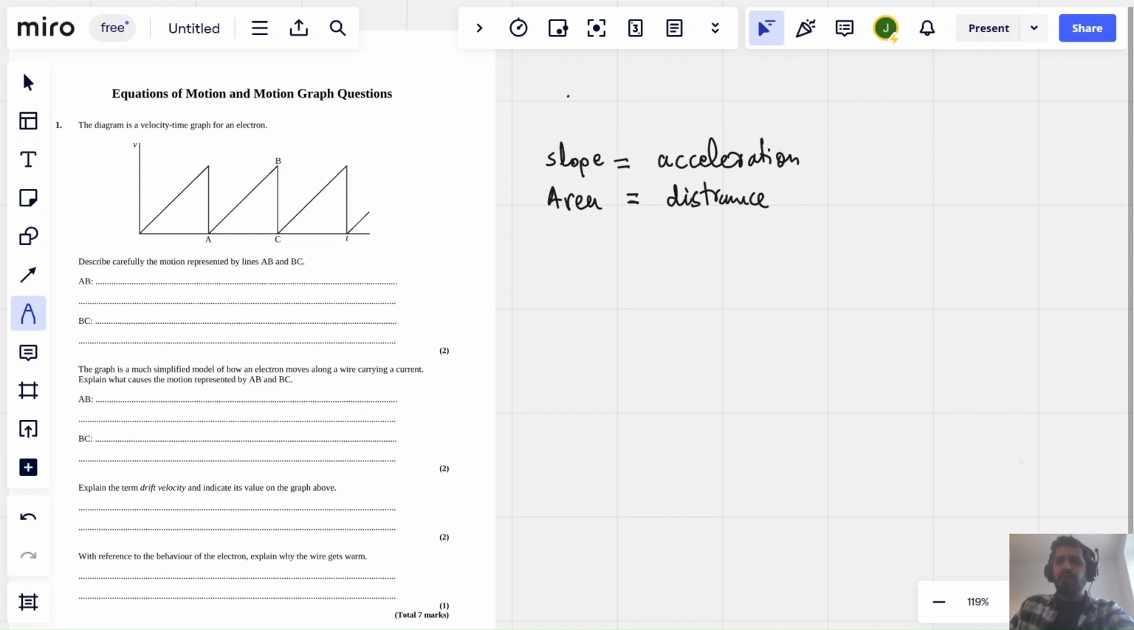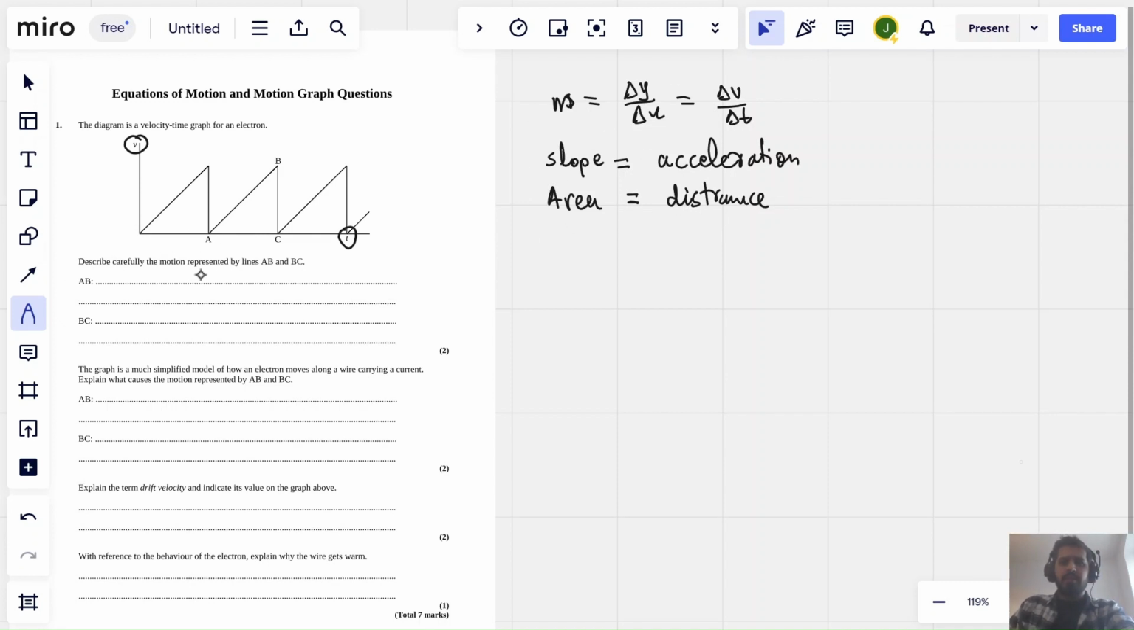The definition of slope is change in y divided by change in x. So if you write the slope, let's represent slope by m, you'll do change in y over change in x. But since on the y-axis we have velocity and on the x-axis we have time, you will get change in velocity over change in time, which is basically acceleration. So for any given axes, for example velocity-time or distance-time, you can find what the slope represents and what the area represents. Now we can answer these questions based on these two concepts.